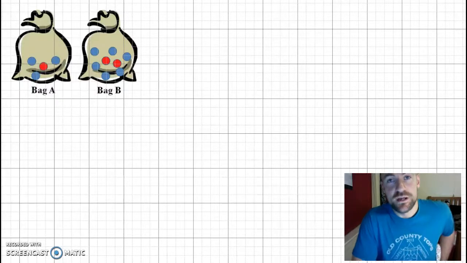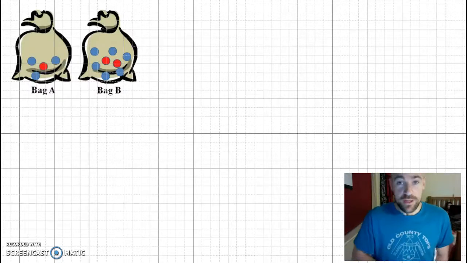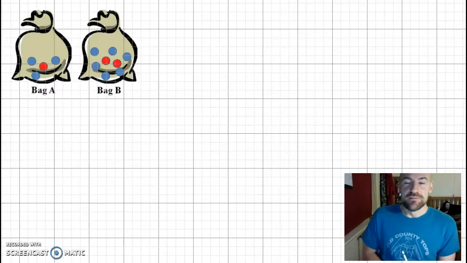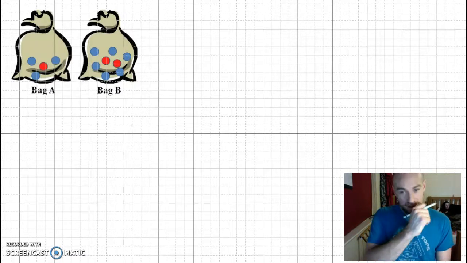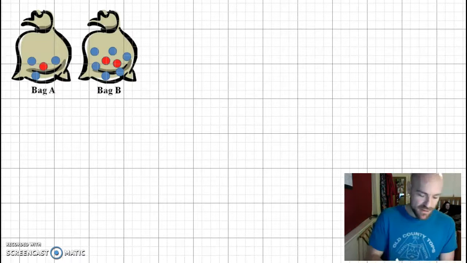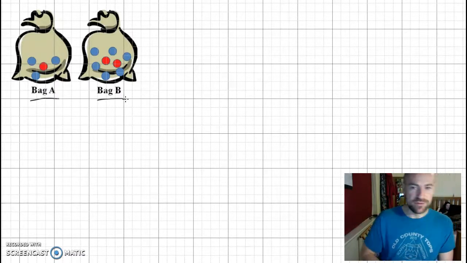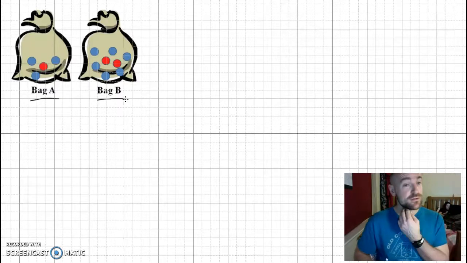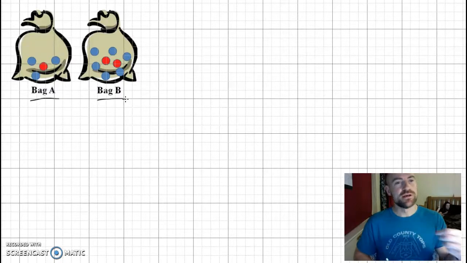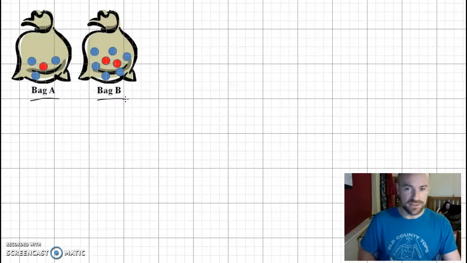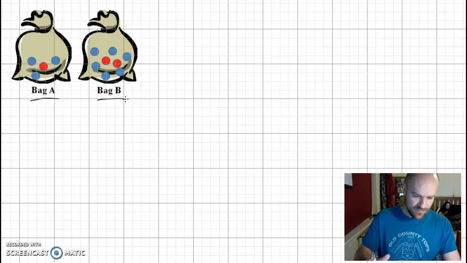Hi folks, this is my video tutorial to help you when you're revising calculating probabilities, and we're going to look at this by looking at these two bags here, bag A and bag B, and we're going to try and work out the chance or the likelihood of choosing a red token at random from these two bags. Classic exam question this, and it should help us to understand how we work out probabilities.